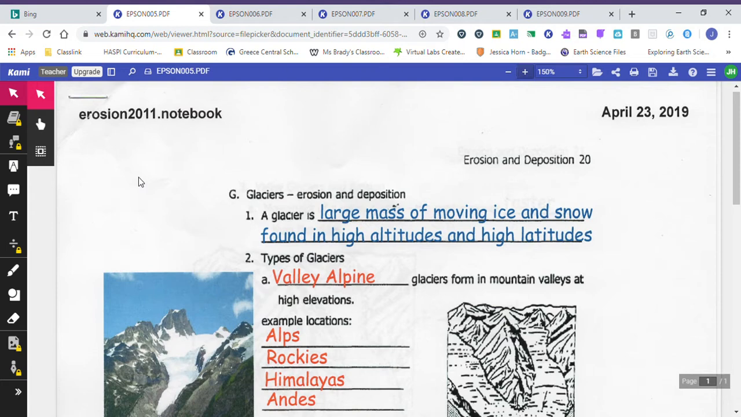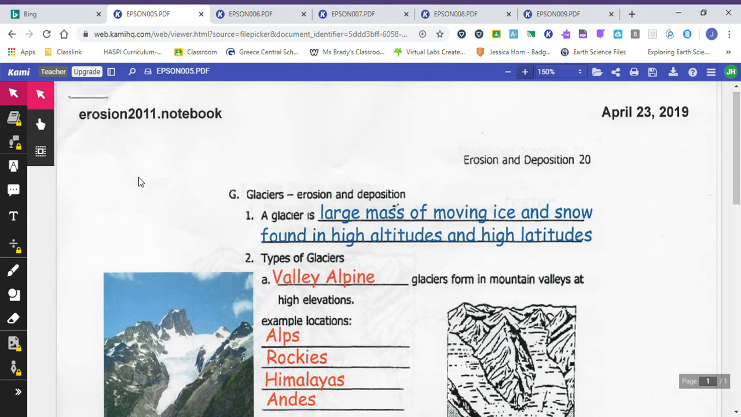Okay, a glacier. A glacier is a large mass of moving ice and snow. Usually we find them at very high altitudes, meaning high up in mountains, or high latitudes, meaning close to the North Pole.